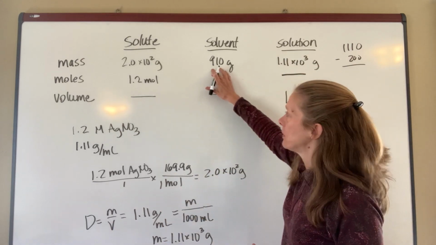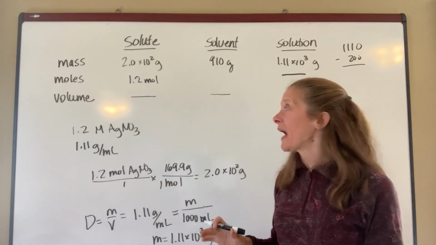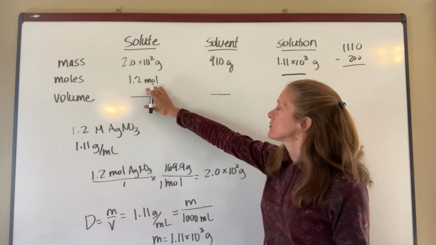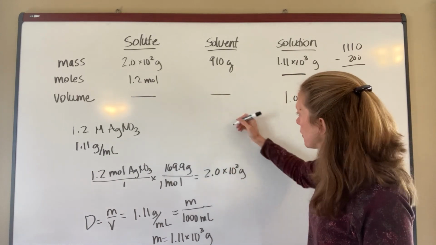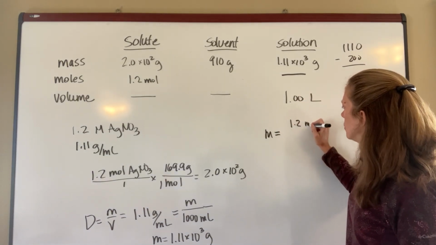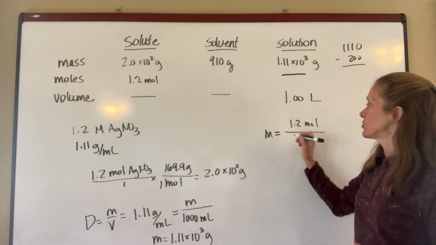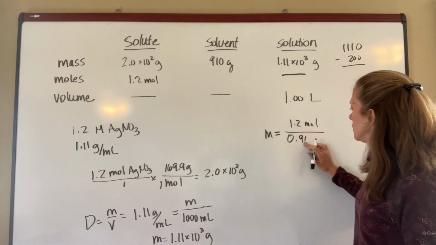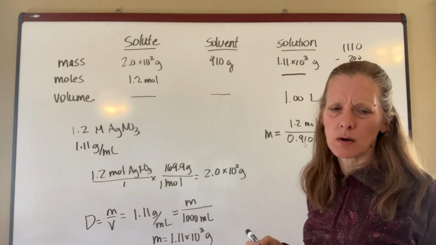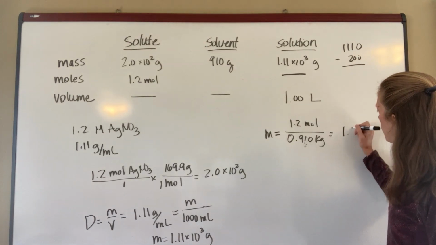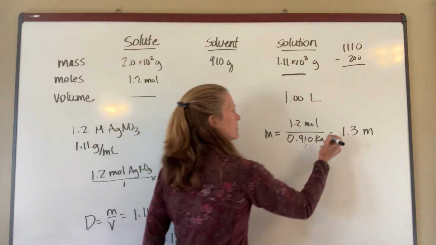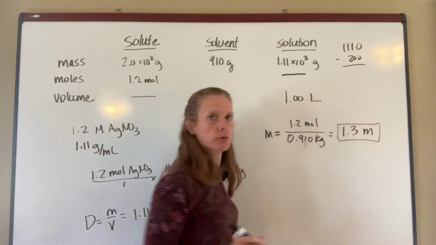Now that I know the mass of the solvent, they ask me for molality. Molality is the moles of the solute divided by the mass of the solvent. So I can now calculate molality. My molality is going to be equal to 1.2 moles over kilograms of solvent, which is 0.910 kilograms. When I divide that out, that will give me 1.3 molal solution. So there is the first thing that they asked me for.